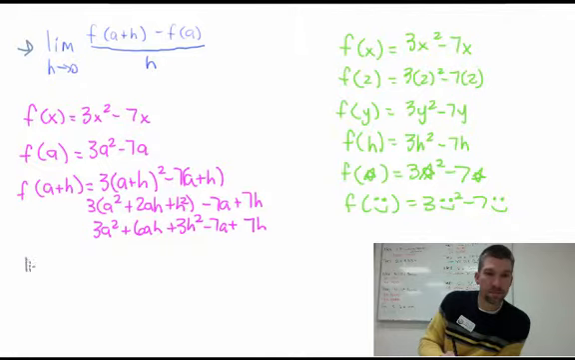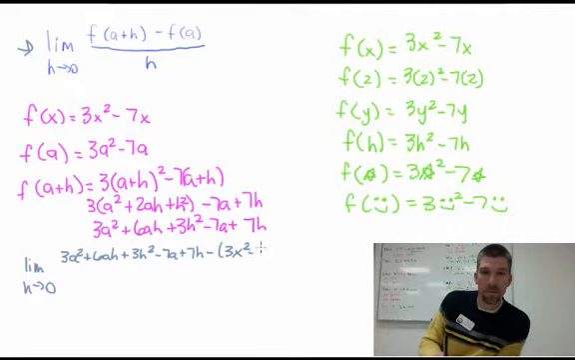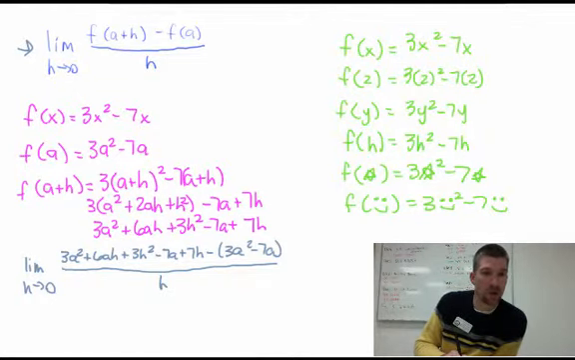I'm going to take the limit as h approaches 0 of f of a plus h, using our pattern, minus f of a. Whoops, and that should be a there. All over h. So what I'm looking for now is things that are going to go away. Well, I've got minus 3a squared and plus 3a squared, and I've got plus 7a and minus 7a.